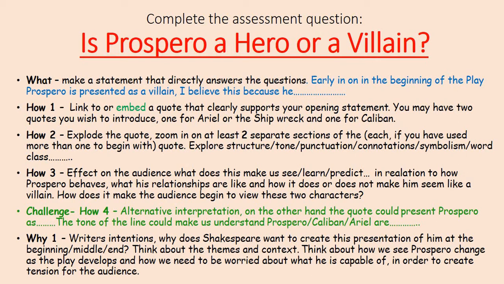Think about the theme of revenge, the theme of guilt, the theme of greed, and the context. Think about how we see Prospero change as the play develops, and how at the beginning he might want us to be worried about what Prospero is capable of. Because if we think he's this villain, this cruel, callous, manipulative man right at the beginning, it means there's tension because we don't know what he's going to do.